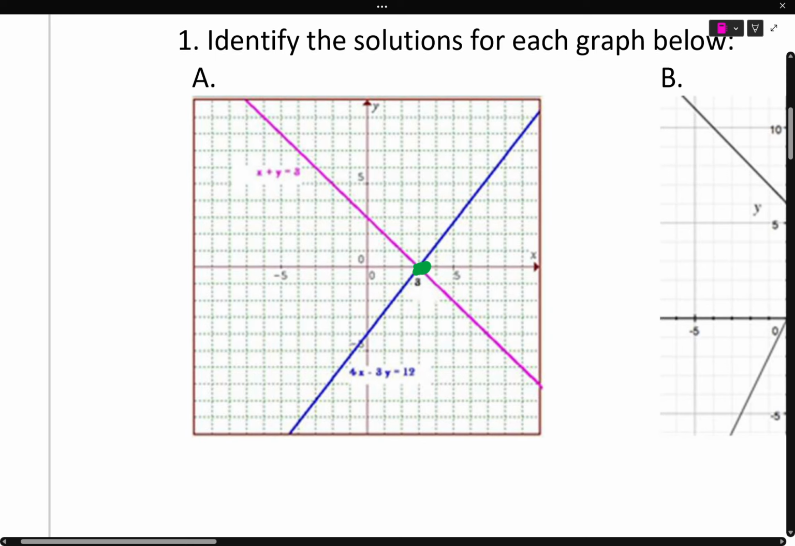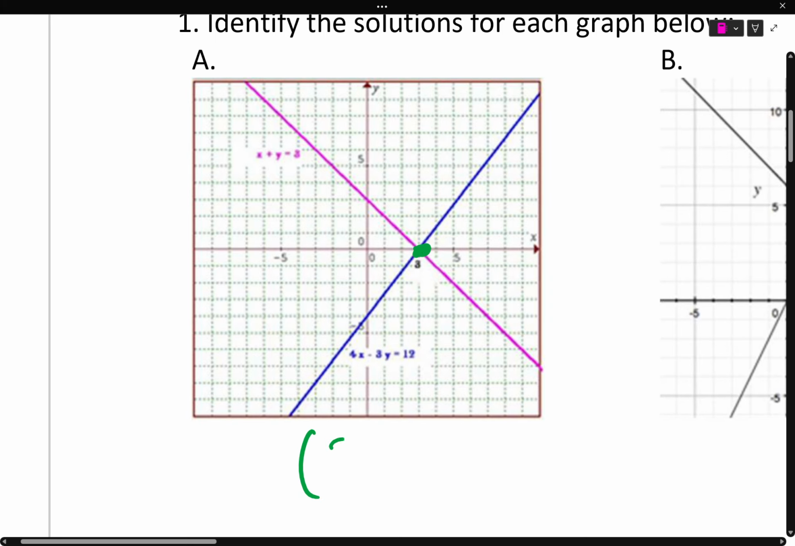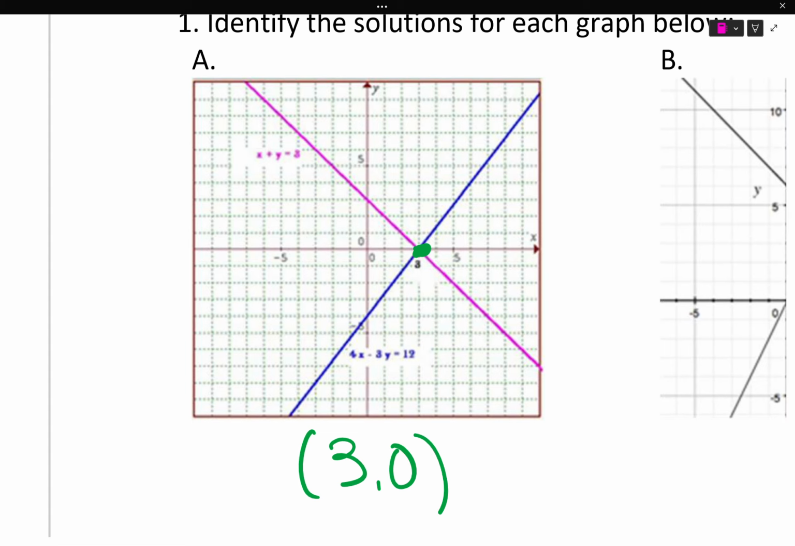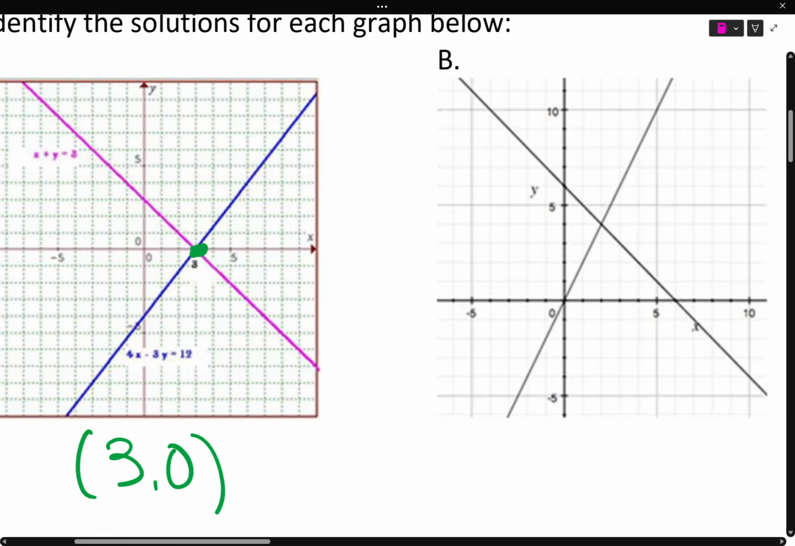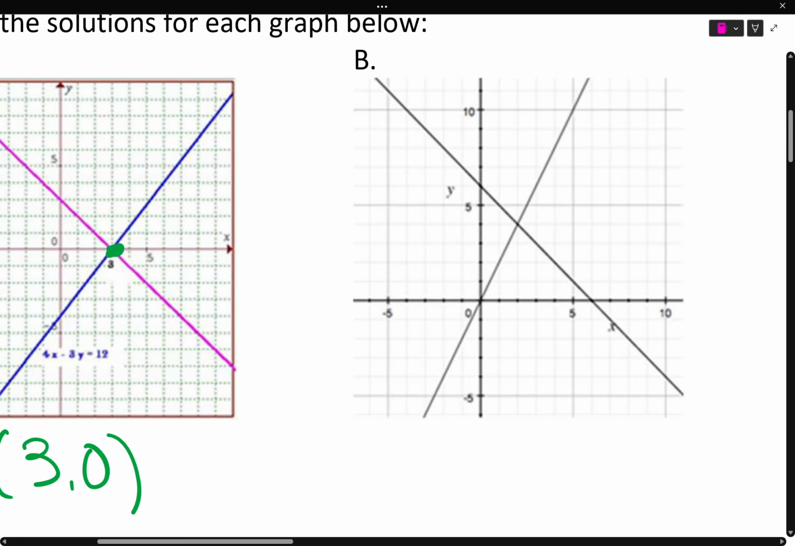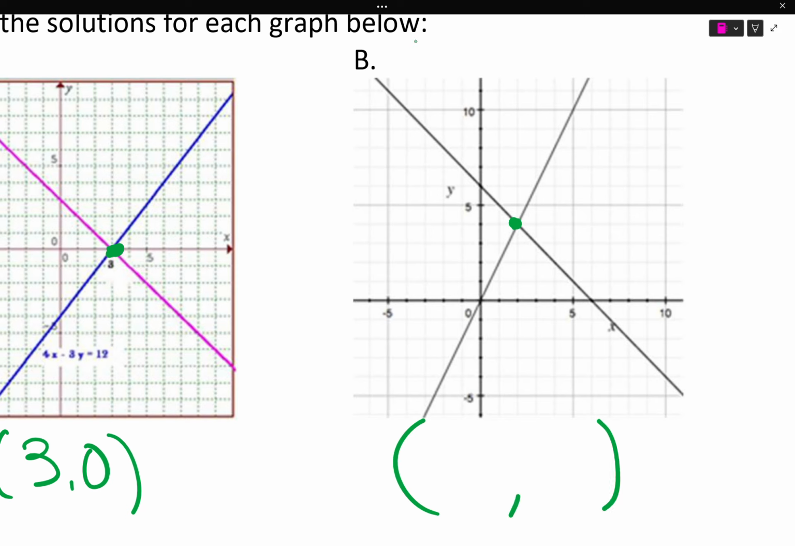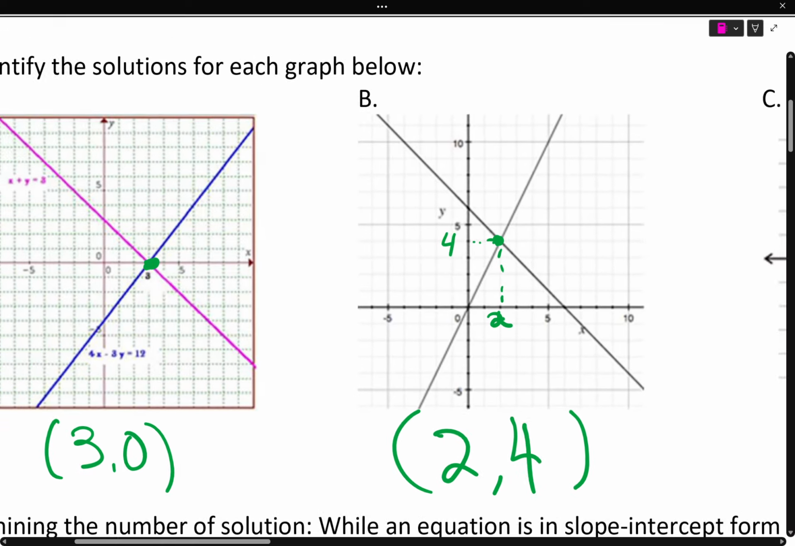They cross each other at the point (3, 0), because it's 3 on the x's and we didn't go up or down on the y's. Letter B also has a solution. We have 2 lines, they cross each other right here. Let's decide on that point. The way we do it is we look at the x first. So that's 2. And then we look at the y, 4. So there are 2 solutions, or at least there's 1 solution for each of these.